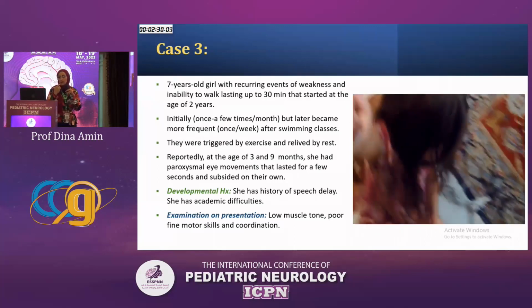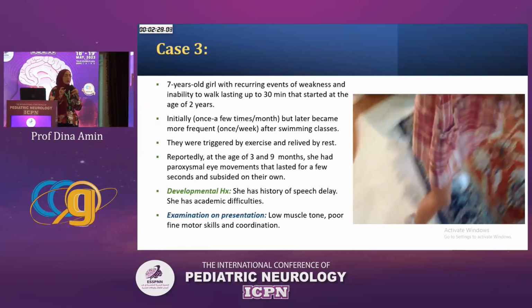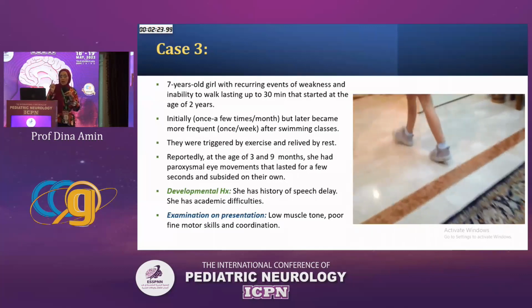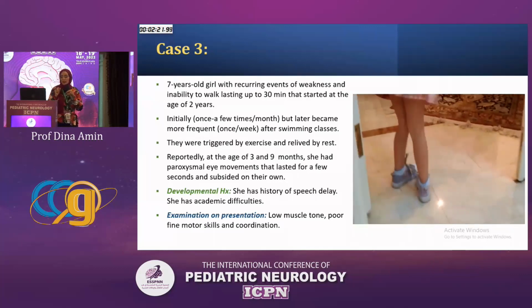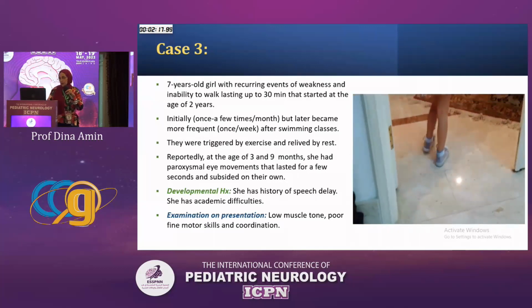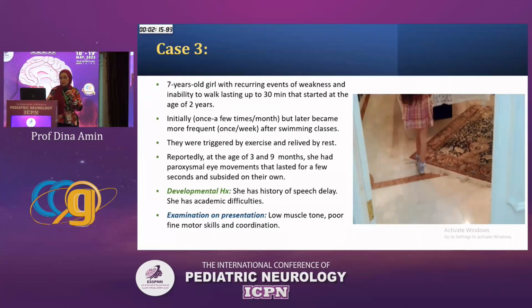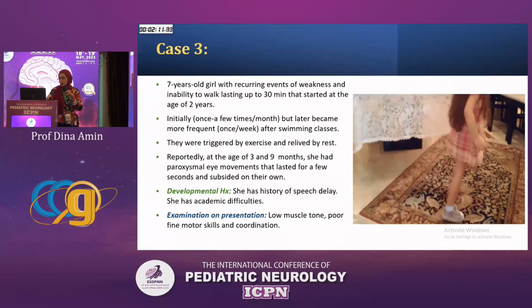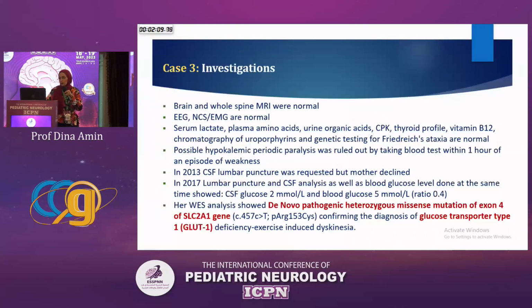In the developmental history, the mother reported that at the age of 3 to 9 months she had paroxysmal eye movements that lasted for a few seconds and disappeared on their own. Developmentally, she has a history of speech delay and academic difficulties. On examination, she has low muscle tone, poor fine motor skills and coordination. And you can see how devastating this is. Every single test was done.